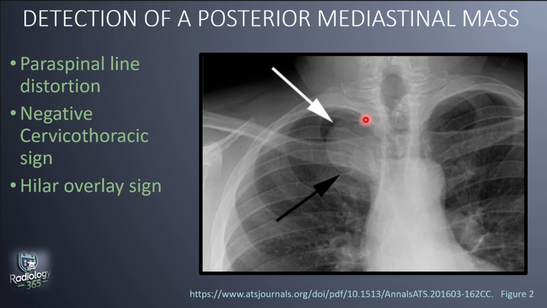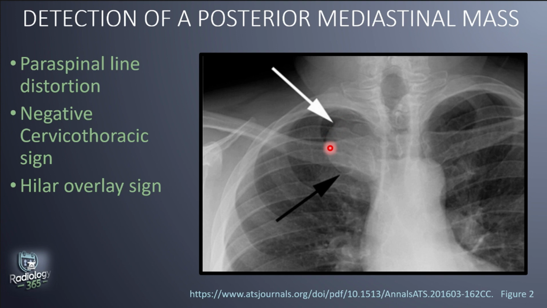location of a lesion. And by negative cervicothoracic sign, I mean when we see a lesion in the upper mediastinum, in order to tell whether it is anteriorly located or posteriorly located, we try to see whether above the level of the clavicle, the lesion can still be well outlined. If it's well outlined, even above the level of the clavicle, it's most likely to be posteriorly located.